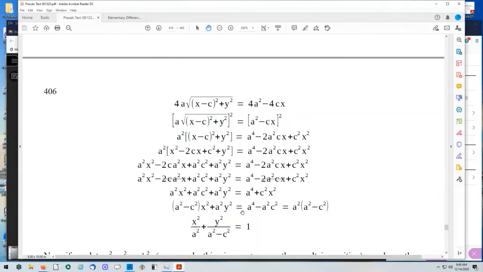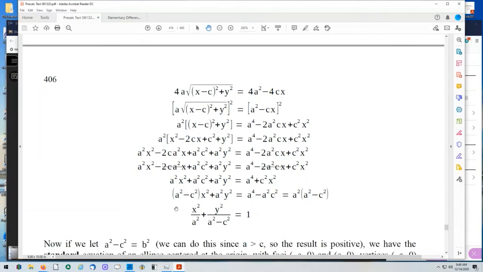Now my last step is to divide both sides by the coefficient in front of that x squared term, and by everything on the right-hand side. I'm going to divide everything by a squared times (a squared minus c squared), left and right. So the a squared minus c squared cancels, and the a squared stays in the denominator. Over here, the a squared cancels, and what I have in the denominator is just a squared minus c squared, equal to 1.